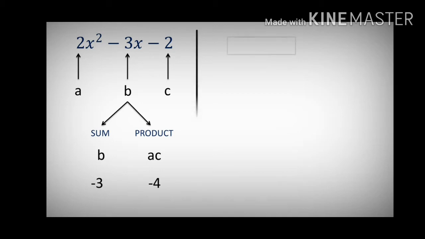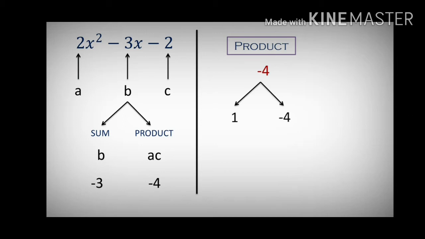So we'll be starting with the product. The product is minus 4. Now we have to see how we get minus 4. What are the ways to get minus 4? Minus 4 you can get when you multiply 1 with minus 4, or 2 with minus 2, or even minus 1 with 4. These are the three ways to get minus 4.